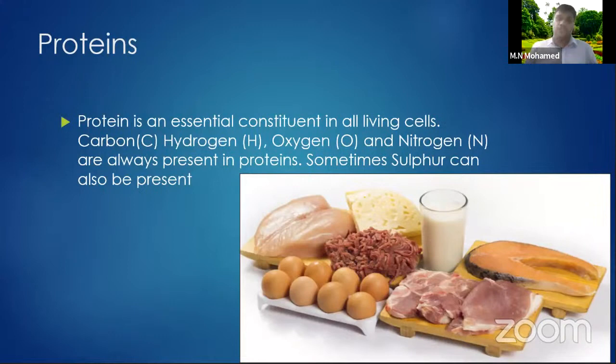Rarely, sometimes sulfur may also be present in protein. Protein contains carbon, hydrogen, oxygen, and nitrogen, and rarely some sulfur. The main constituents of protein are carbon, hydrogen, oxygen, and nitrogen.